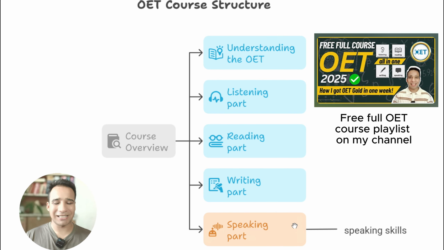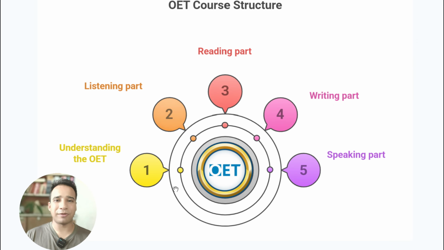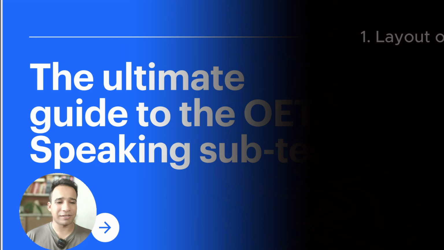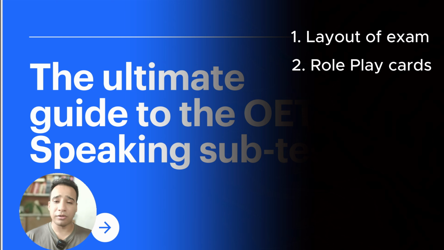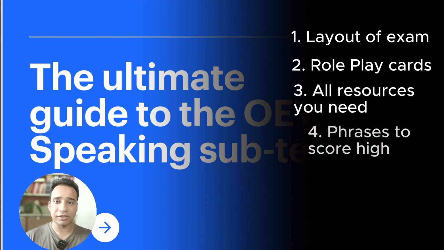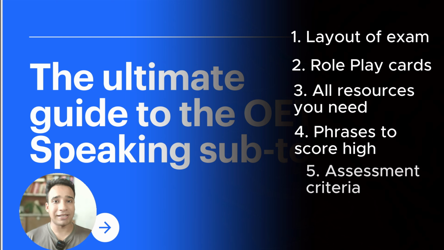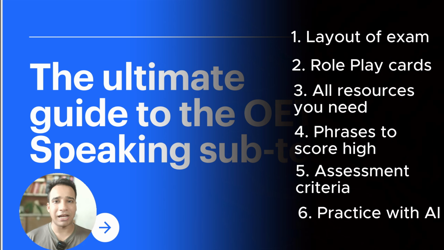It's going to be about the speaking part. It's part of the free OET course that you need to score high in your OET exam. Let's begin. This video is going to have 6 parts. Layout of exam. We'll understand the role-play cards, all the resources that you need, phrases to score high. We'll understand the assessment criteria. And at the end, we'll practice with AI. You don't need anyone else to practice with you.